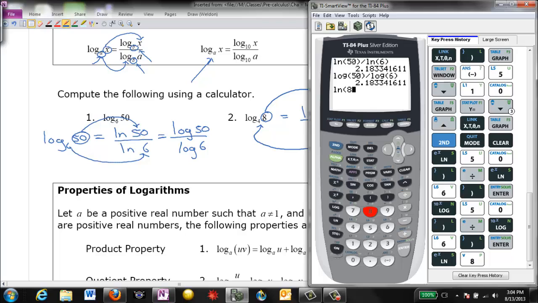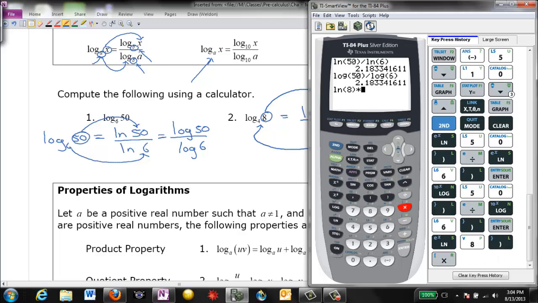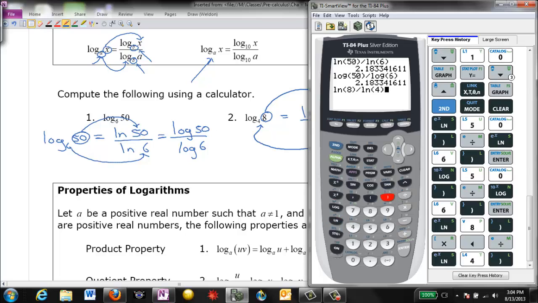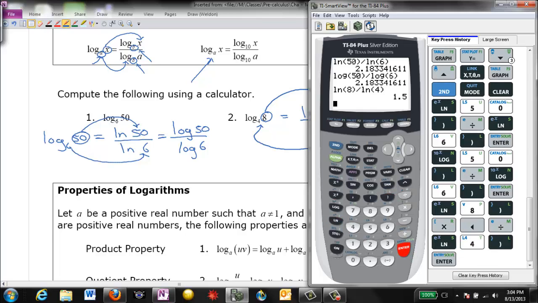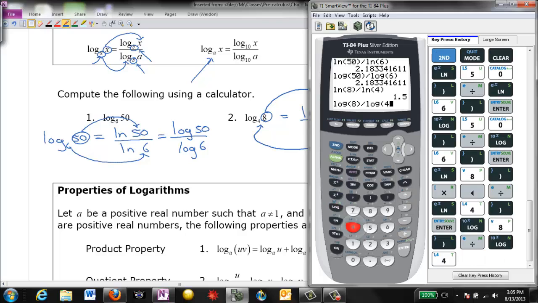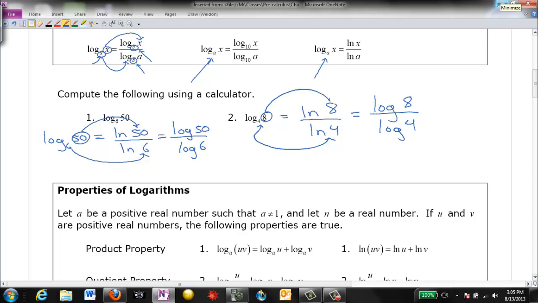Natural log of 8 divided by natural log of 4, and I hit enter, and there I go. I get 1.5, and I could do the same thing with base 10. Log of 8 divided by the log of 4, and enter, and sure enough I get 1.5. So either one, you can pick whatever base you want to go to. You can go to base e, or you can go to base 10 when you go to evaluate those in your calculator. It's completely up to you. All right, so that's change of base.